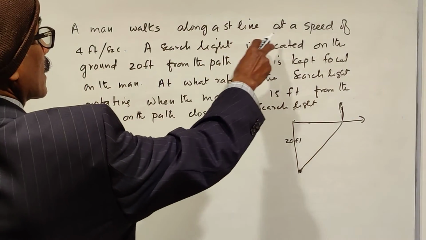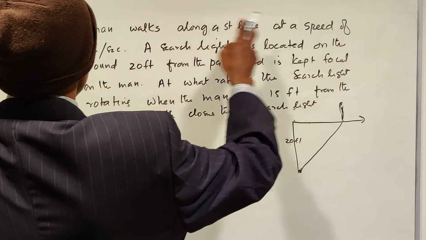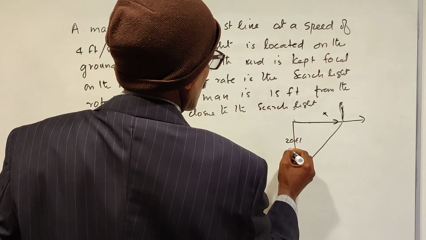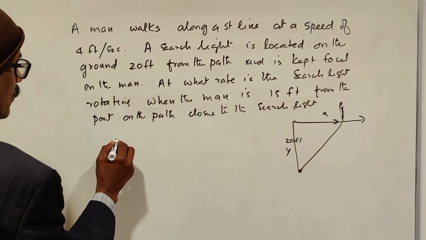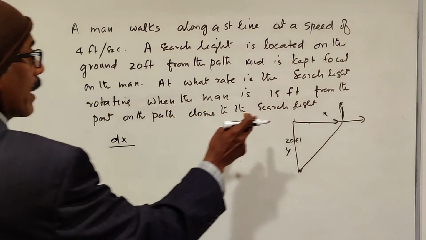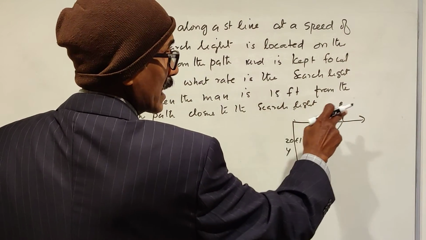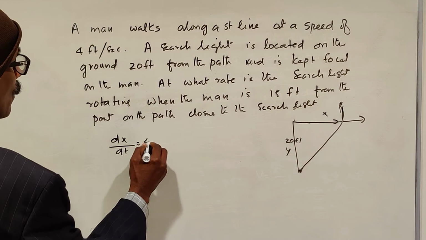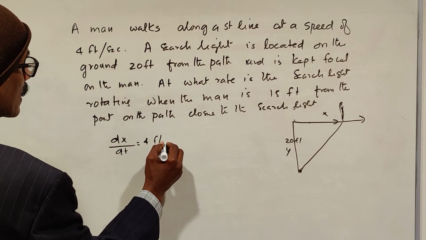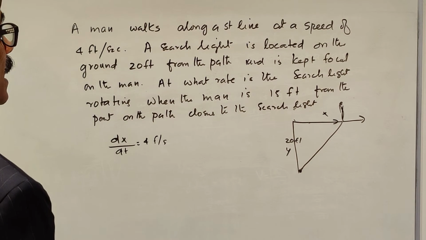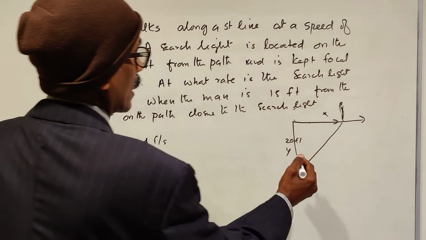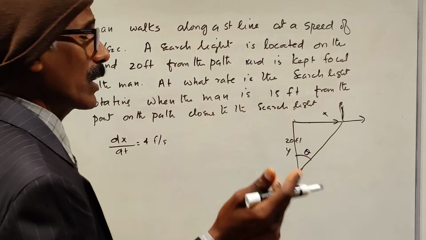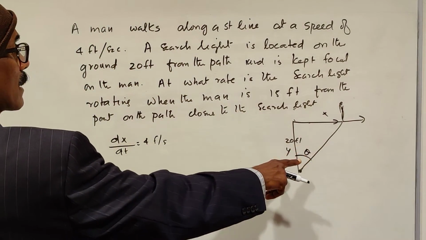A man walks along the straight line at a speed of 4 feet per second. I will write this is x and this one is y. Okay, dx by dt, speed of the man. He has a certain speed, and dx by dt means speed. dx by dt is equal to 4 feet per second. Okay, a searchlight is rotating. It's an angle theta. Okay, I'm just writing down theta.